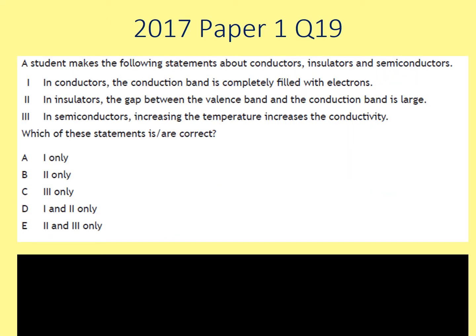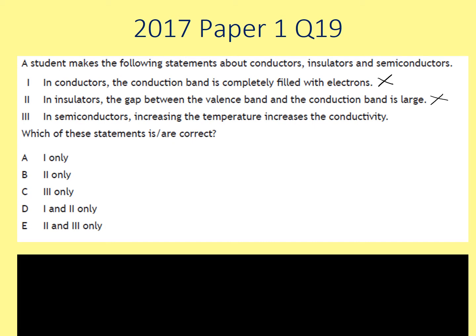2017 paper 1, question 19. The student makes the following statements, and again we need to say which of these statements are correct. Statement number 1, the conduction band is completely filled with electrons. What we saw in a previous question, a similar kind of statement, that is incorrect. It's only partially full. In insulators, the gap between the valence band and the conduction band is large.